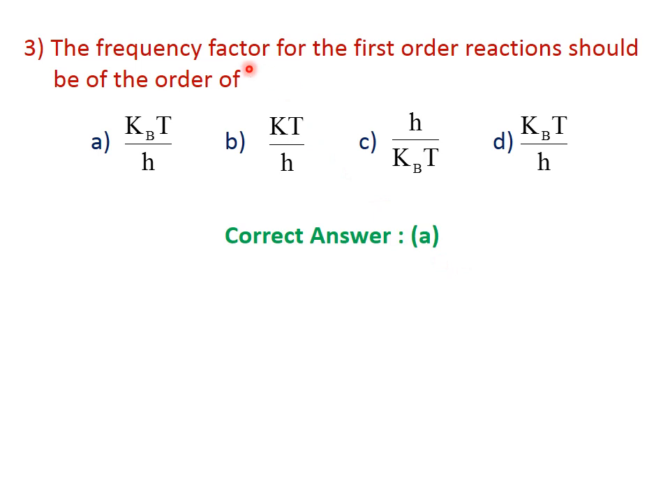Question number 3. The frequency factor for the first order reaction should be of the order of? Correct answer is A. kB by kB, Boltzmann's constant into temperature by h. அல்லது இதுக்கு பதிலா R by N போடலாம். அப்போ RT by Nh ரெண்டு கரெக்ட் தான். kB T divided by h. The correct answer for the question is A.